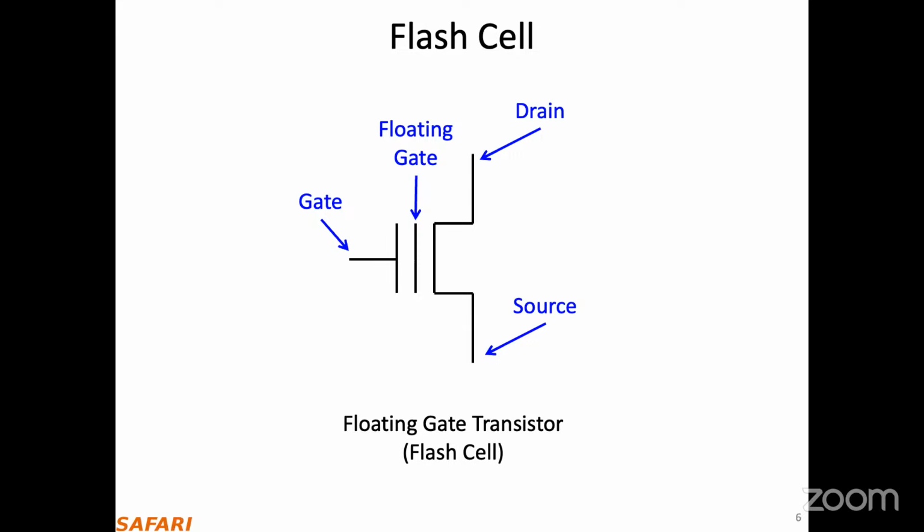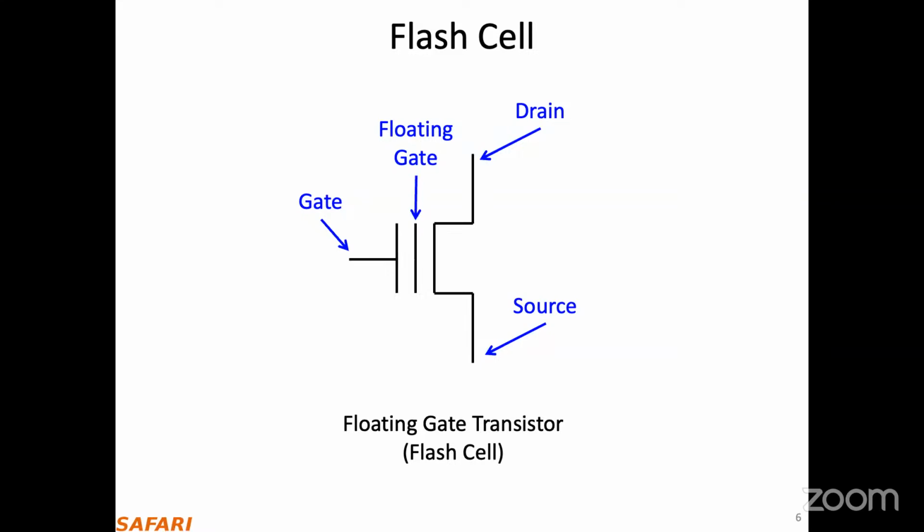We have gate, source and drain. When you apply voltage between gate and source, the V gate-source, and the voltage is higher than the threshold voltage, the transistor will be on, and otherwise it's off. So essentially what we can do with this floating gate is increase the negative charge inside the flash cell, such that we have an increase in threshold voltage.